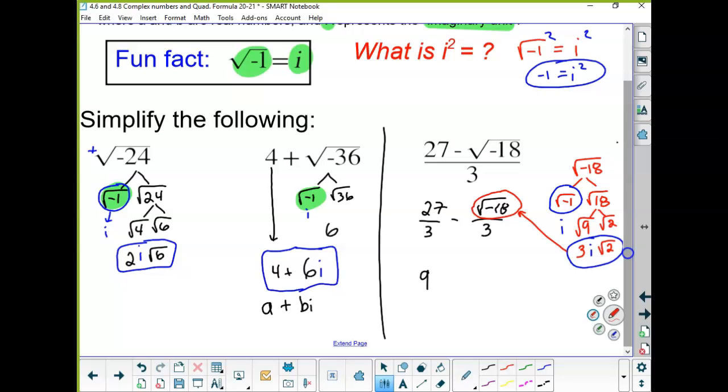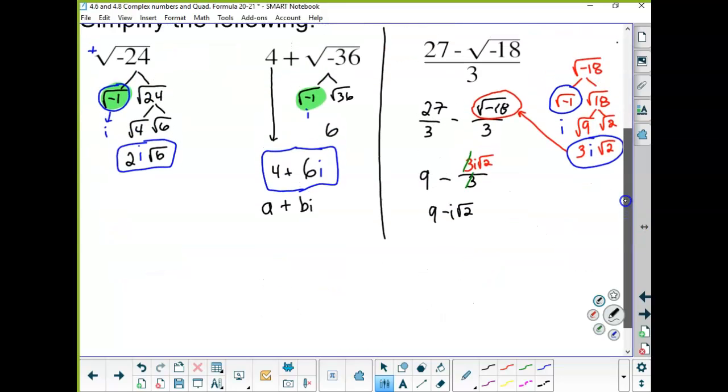Now you can see that we're going to divide this by 3. I'm going to write it out just so you guys can visually see what we're doing. You might be able to skip this step if you know what we're doing. So now notice, I have a 3i. Well, that 3 is a multiplier. And that 3 is going to be divided by that 3. So all that's left over is 9 minus i square root of 2. And that is my final answer.